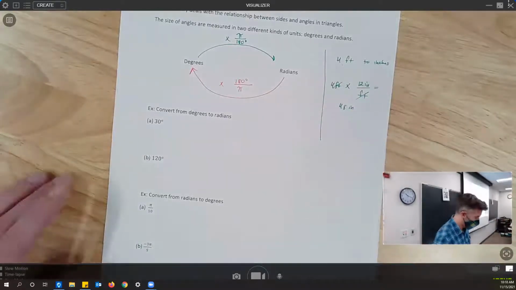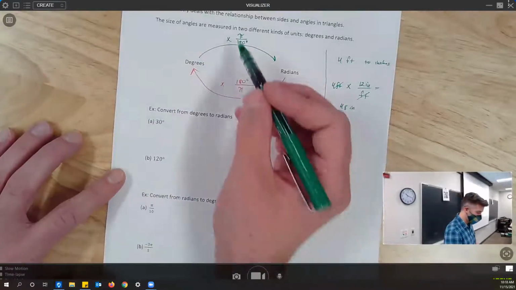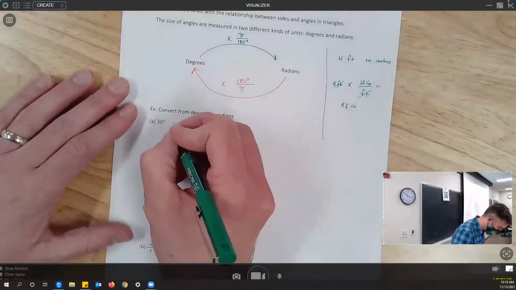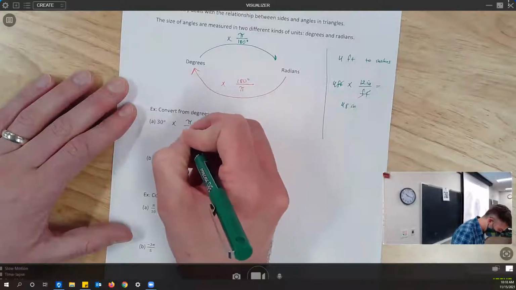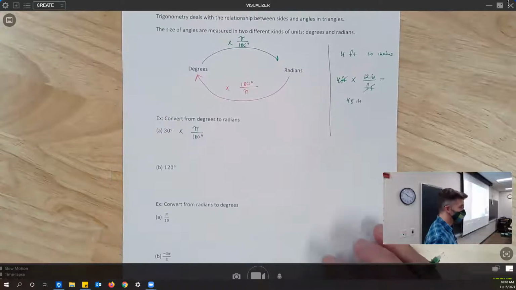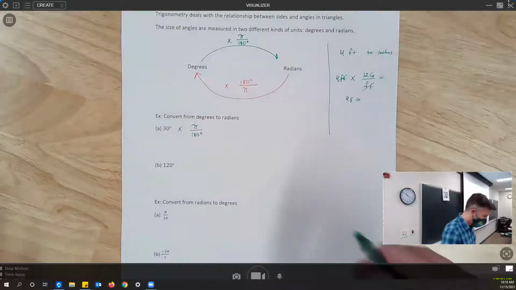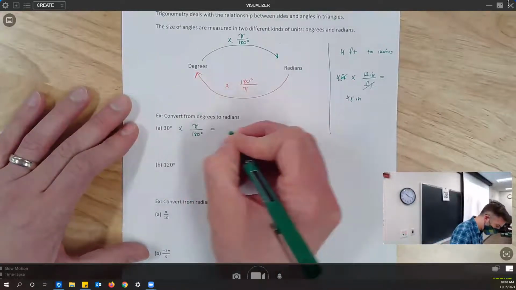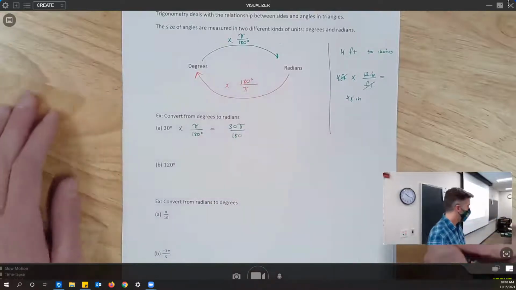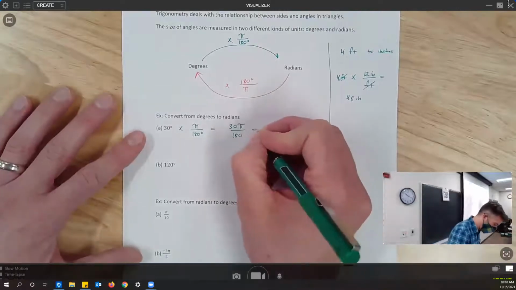Same idea here. If I want to convert from degrees to radians, I'm starting with degrees. I'm going to multiply by the conversion factor that has the thing I want on top. I want radians, so I'm going to multiply this by pi over 180 degrees. The degrees cancel. You don't need to draw them canceling out; we can just see that they cancel. If we don't do any simplifying right off the bat, we get 30 pi over 180. But we should simplify that. That definitely reduces to 3 pi over 18, which is pi over 6.